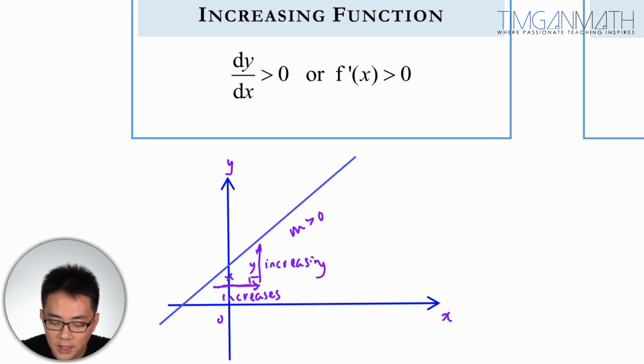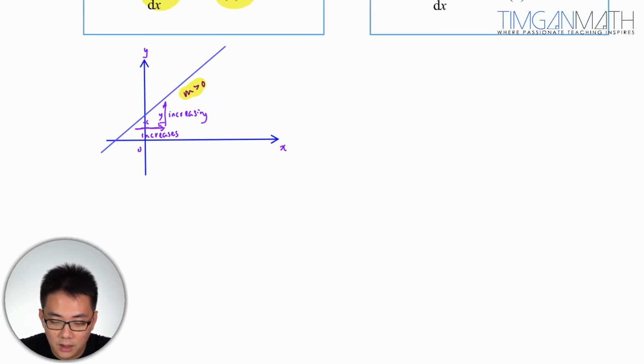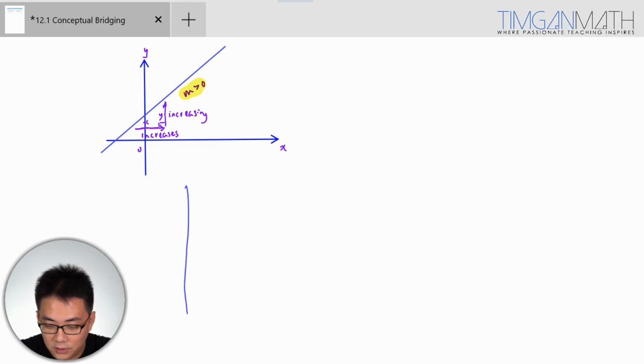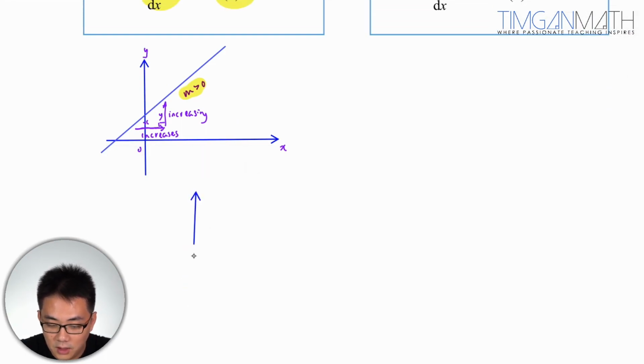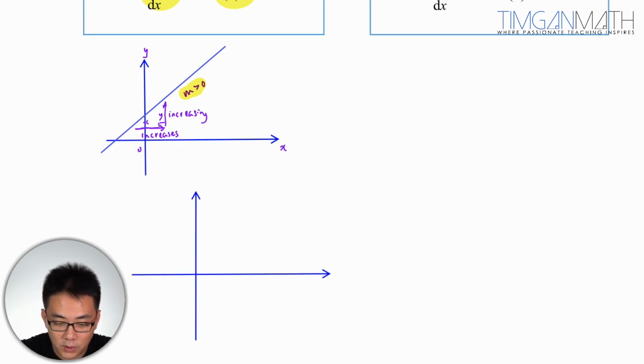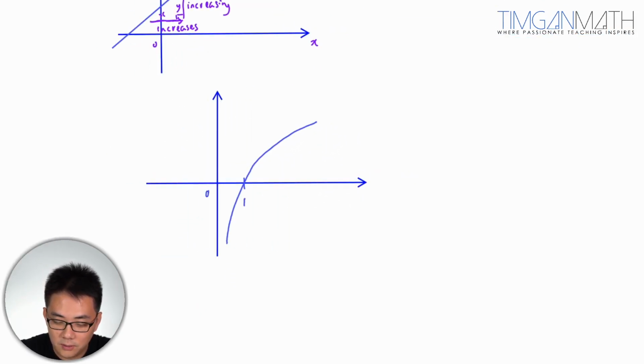That's the reason why this is what we call the increasing function. In the previous topic we have already learned that m is dy dx, so we can say that f prime x is bigger than 0. This is not the only graph which gives a positive gradient. You can also have part of a quadratic function, or a logarithmic function like that. These are all increasing functions, where dy dx is bigger than 0.